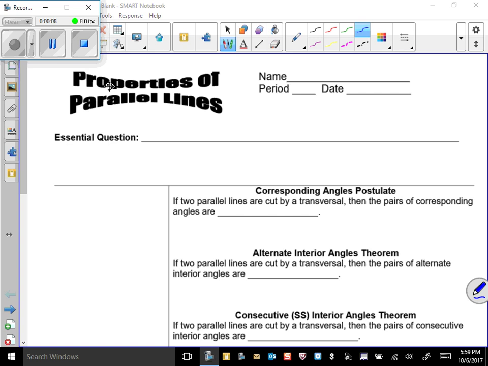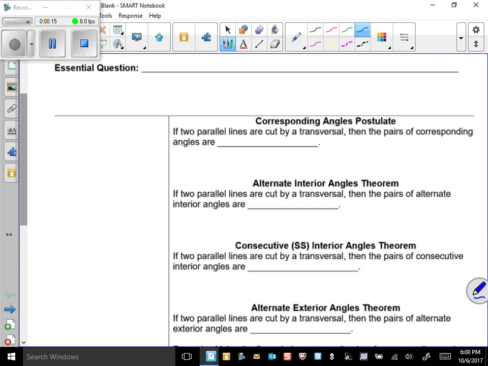Lesson 2 in Unit 3 is on properties of parallel lines. We're going to start with some theorems and a postulate, and boy, oh boy, do you ever have to remember these. You will use them throughout the year, so if you didn't make your flashcards yet, got to get that done. So here we go.